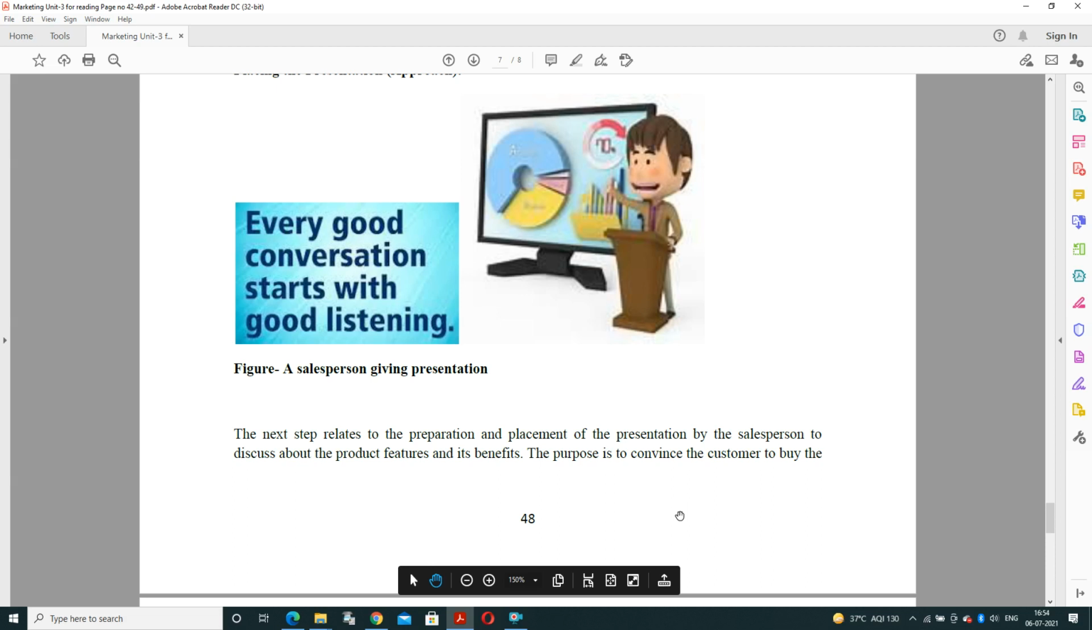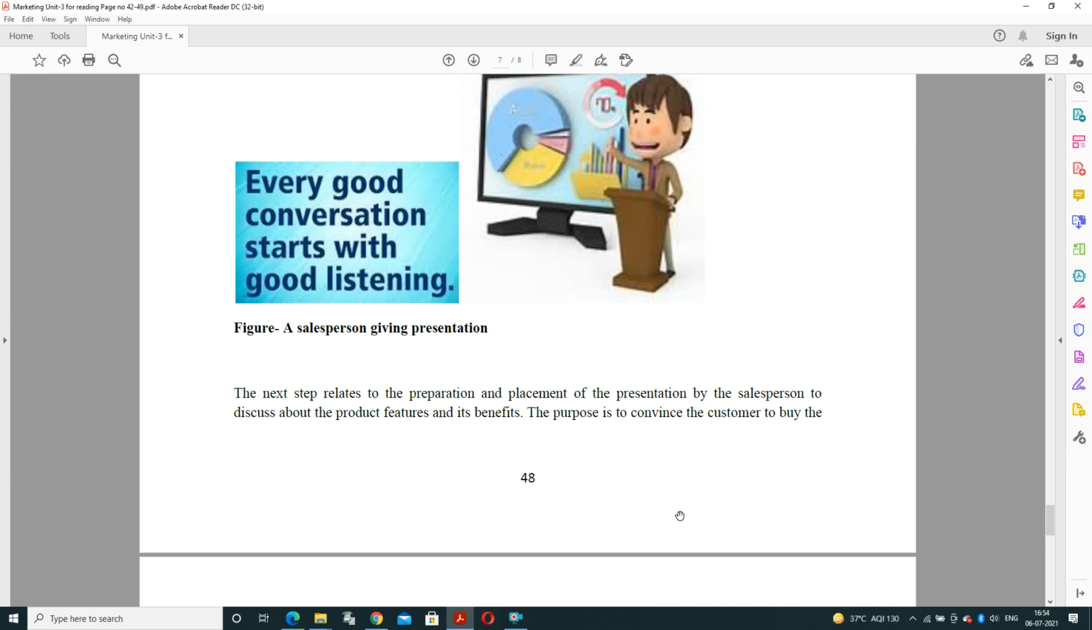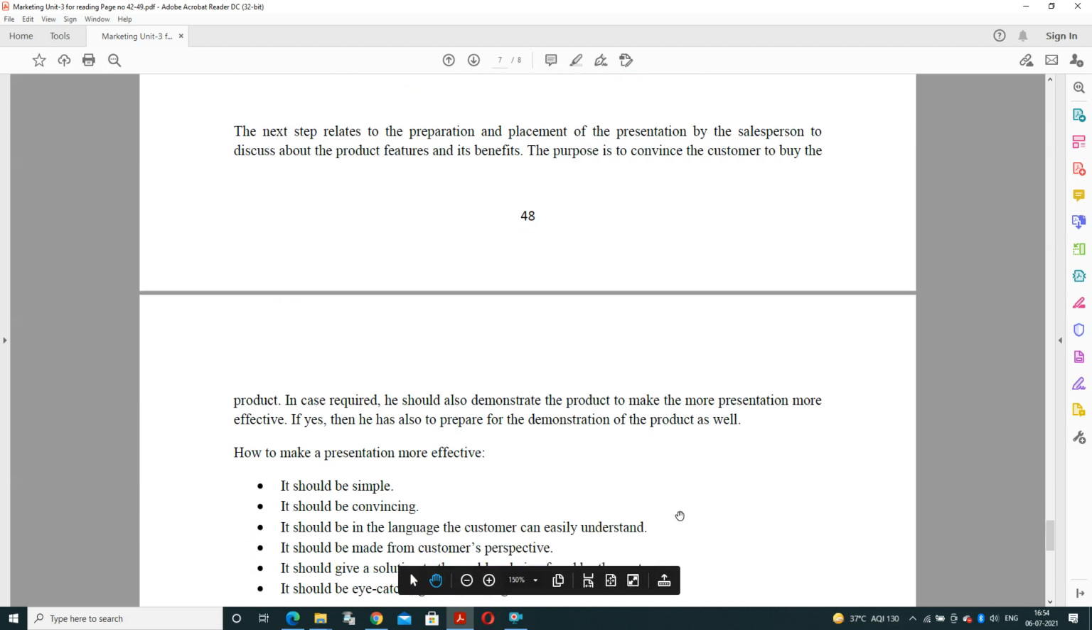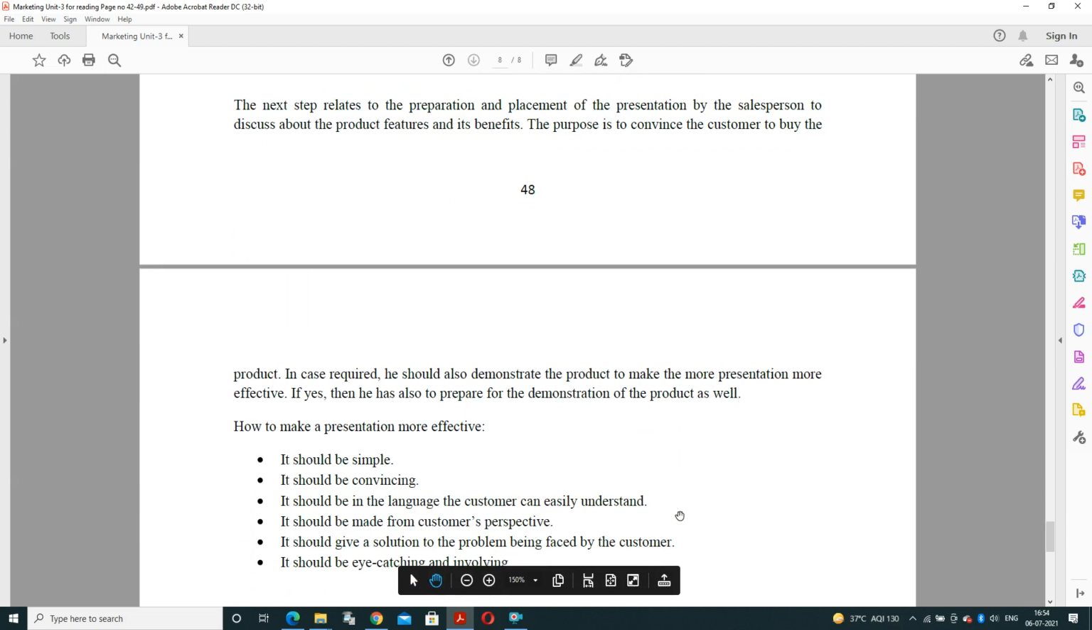And how to place the presentation? For that, attractive material should be provided. So the purpose is to convince the customer to buy the product. In case required, he should also demonstrate the product to make it more presentable. He can show the working environment, how it can help.